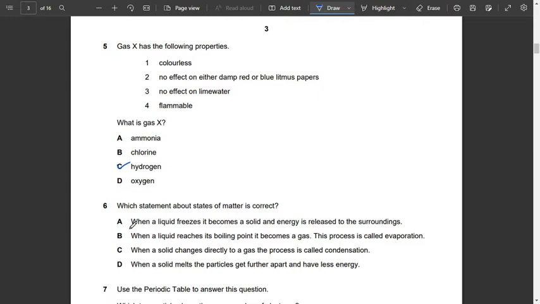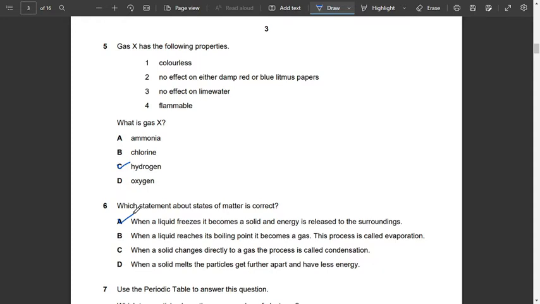When a liquid freezes, it becomes solid and energy is released to the surroundings, which is of course correct, because when something freezes, it's an exothermic process since it releases heat to the surroundings. So this is the right answer for sure. However, let's go through the other options to get an idea of why they're wrong.